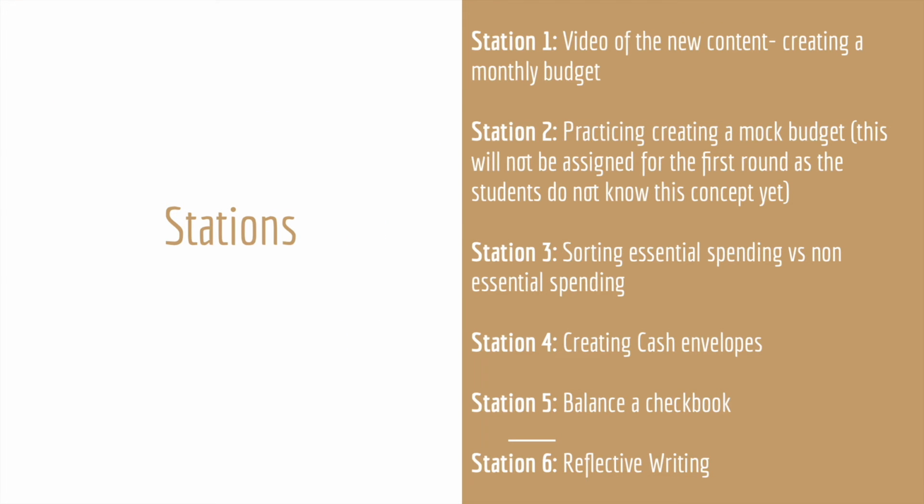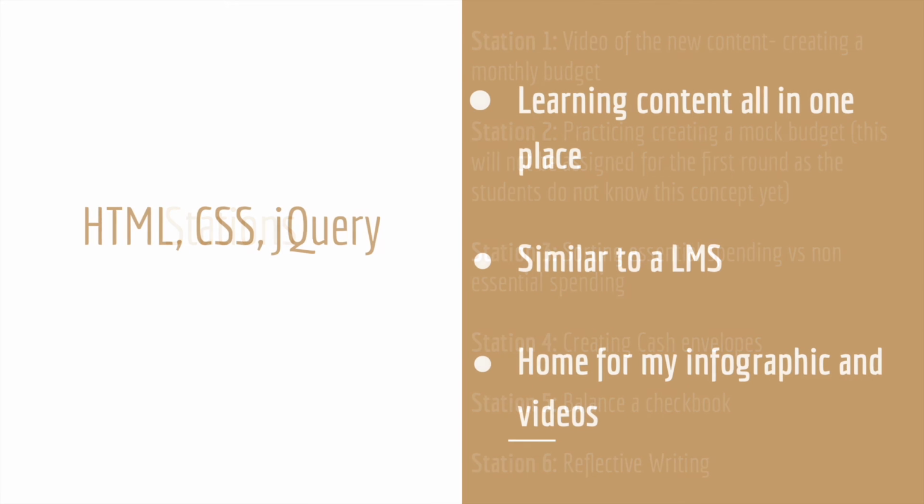Station 1 is going to be the video of the new content, creating a monthly budget. Station 2 is practicing creating a mock budget. This will not be assigned for the first round as students do not know the concept yet. Station 3 would be sorting essential spending versus non-essential spending. 4, creating cash envelopes. 5, balancing a checkbook. And 6, reflective writing.